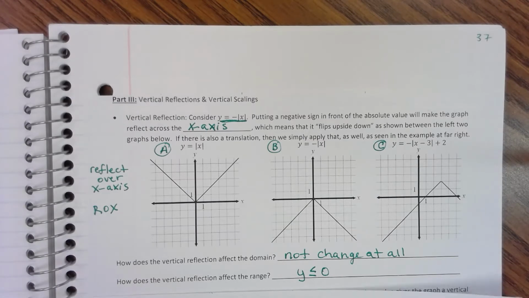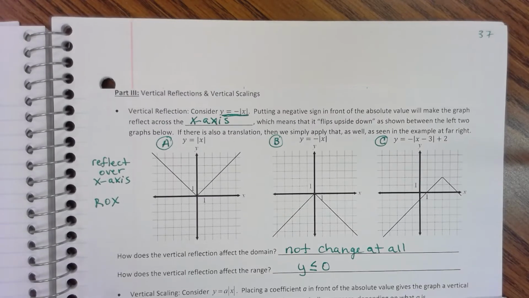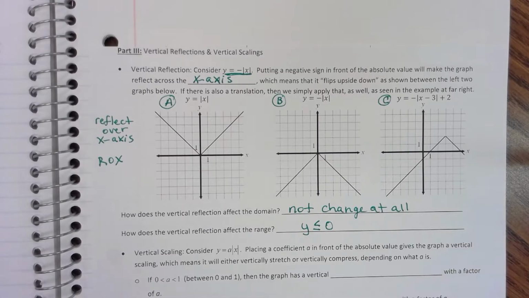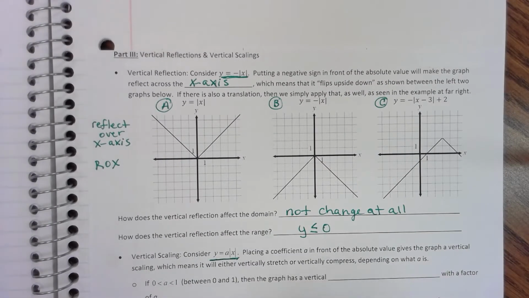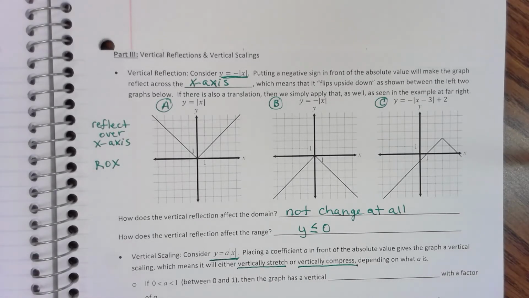The last thing I want to touch on is what happens if we have a number that's being multiplied outside of our absolute value, a coefficient. So if we have a coefficient, placing a coefficient outside of the absolute value function, say A, it's going to give the graph a vertical scale, which means it's either going to vertically stretch it or vertically compress. And what that means is it's going to make it look either taller, shorter. Some people might say it's going to look skinny, it's going to look fat. I just like to say compression and stretch.